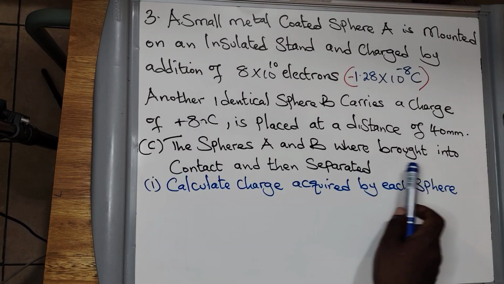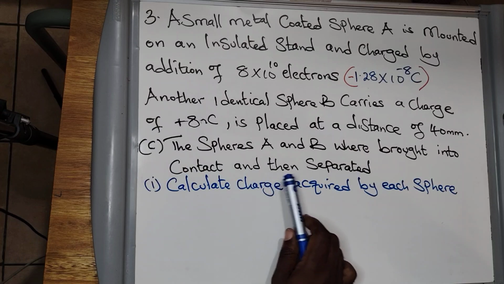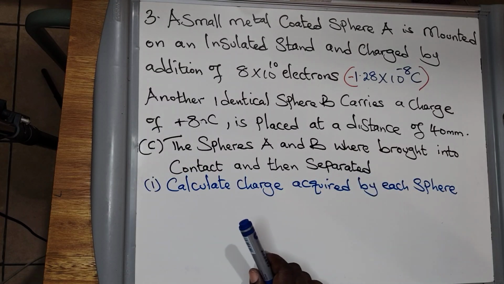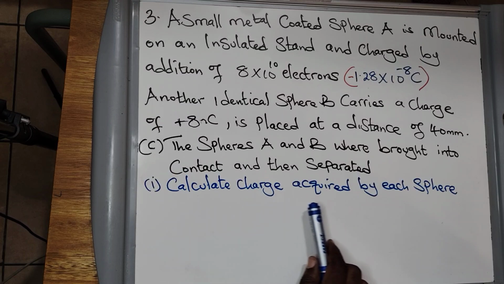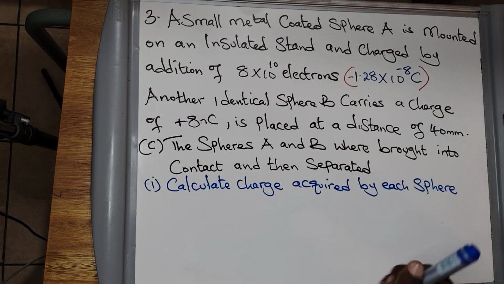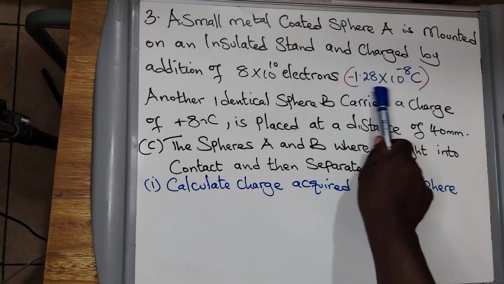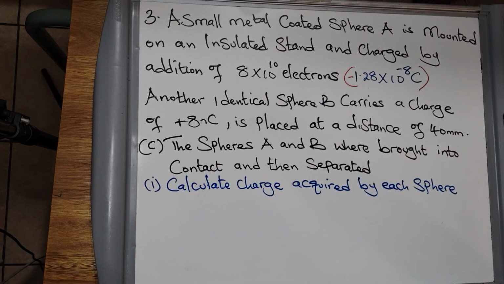The spheres A and B were brought into contact and then separated. Then the question says to calculate the charge acquired by each sphere. It is very important to know that this charge is negative. I have to remind you that when an object acquires or accepts electrons, it becomes negatively charged, and this one is positive. So what are we going to find out? We are going to find out the charge each will have after touching and separating.